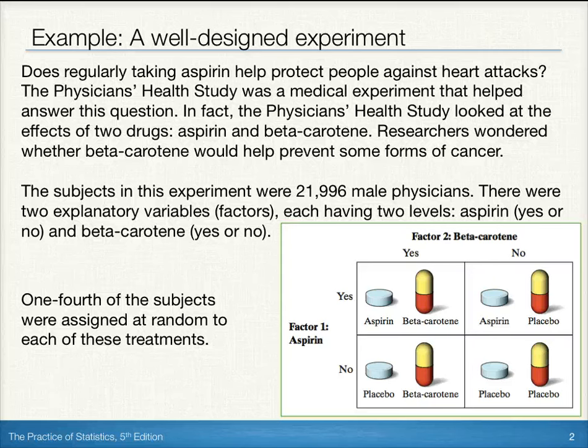Now, the subjects in this experiment were 21,996 male physicians. There were two explanatory variables, or factors, each having two levels: aspirin, yes or no, and beta-carotene, yes or no. Now, these different levels are laid out in this particular chart. 1/4 of the subjects were assigned at random to each of these treatments.